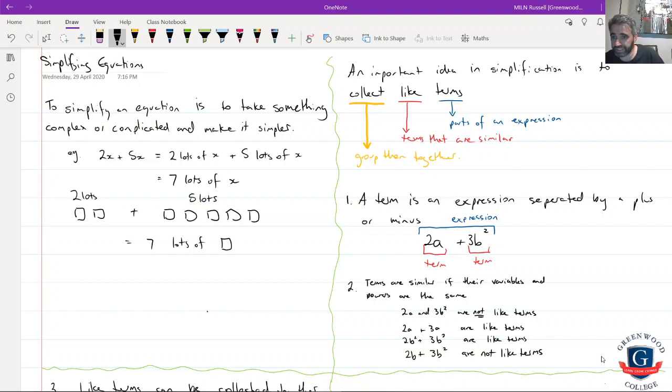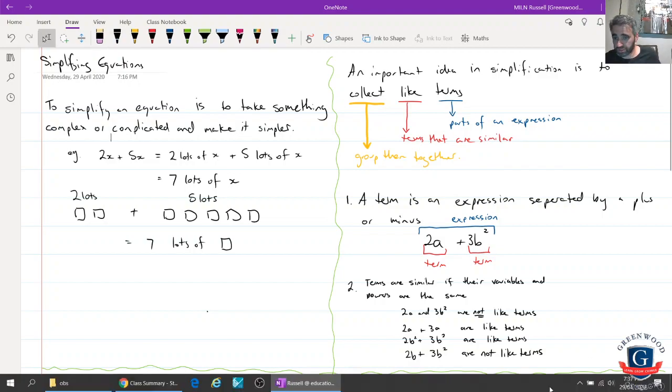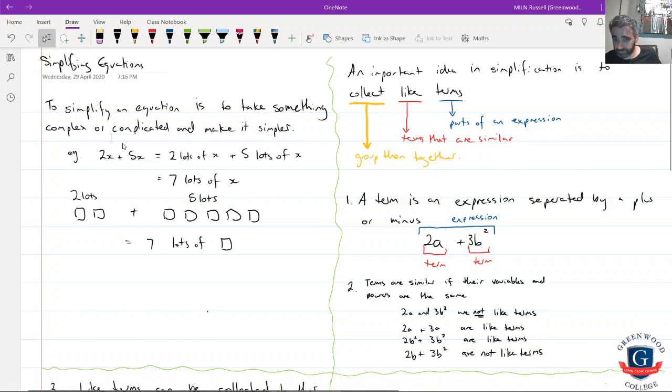2 lots of x, that's this part here. And 5 lots of x is this part here. So if we have 2 lots plus another 5 lots, that gives us a total of 7 lots of x, and that would look like 7x. I've drawn it out here. 2 lots of something plus another 5 lots of something gives us 7 lots of something. We don't know what something is, but it's a something. And in this case, we've called that something x.